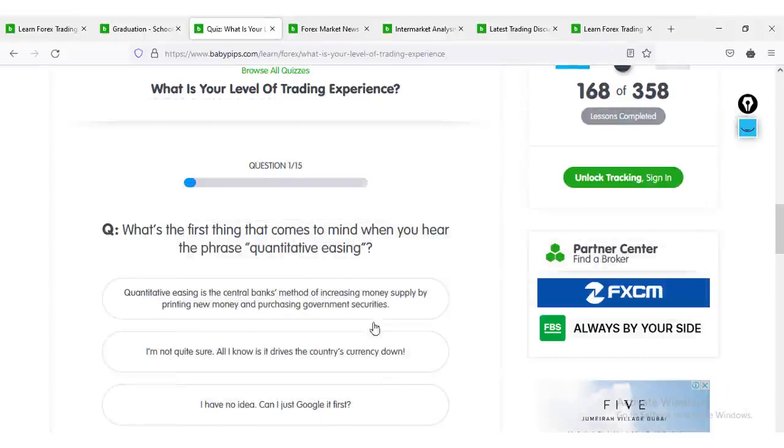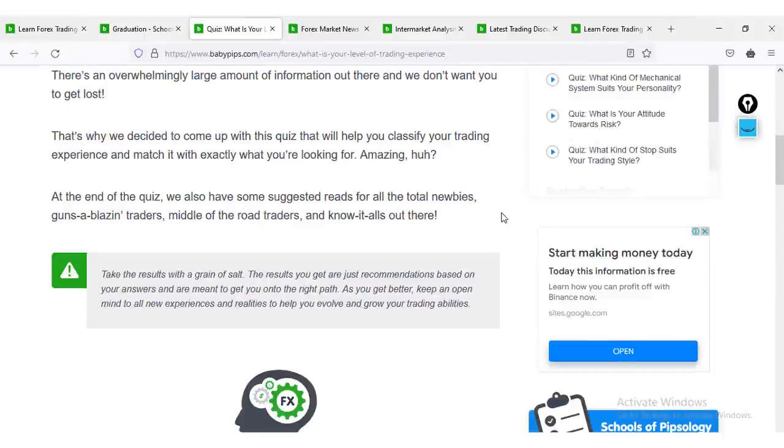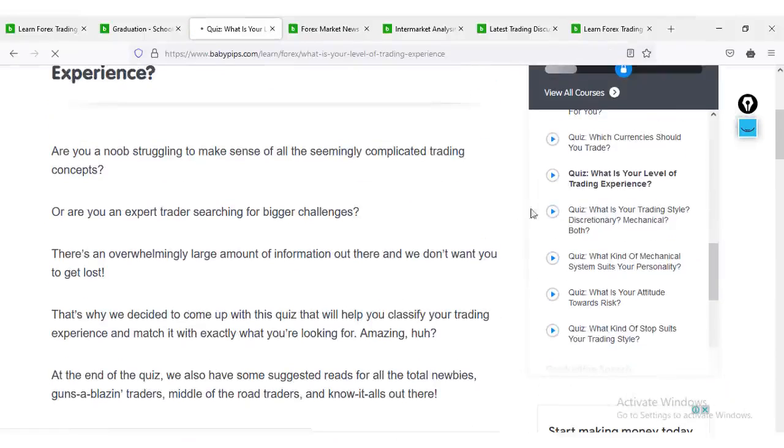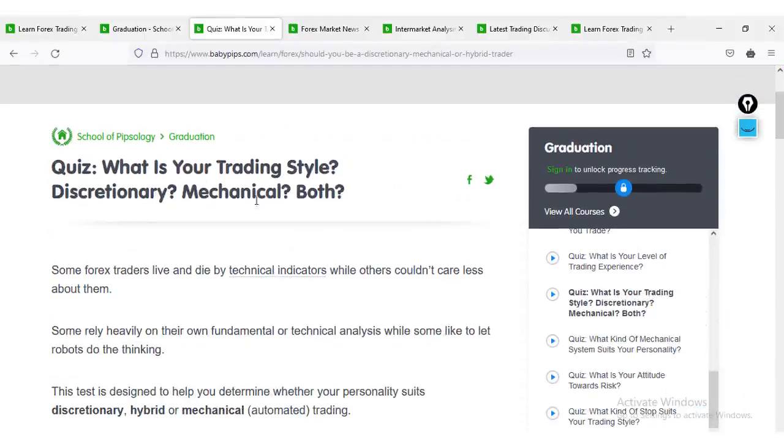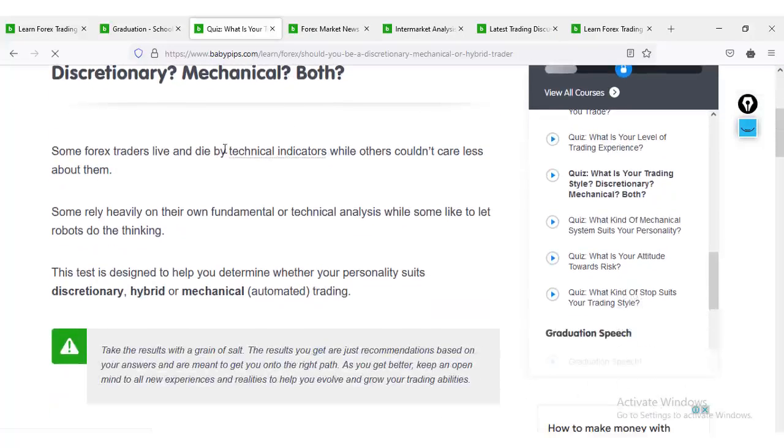Okay, so let's go to the next question that says, what is your trading style? Discretionary, mechanical, or both? Some forex traders live and die by technical indicators, while others couldn't care less about them. Some rely heavily on fundamentals or technical analysis, while some like to let robots trade for them. I hate robots. So I rely heavily on fundamental and technical analysis.